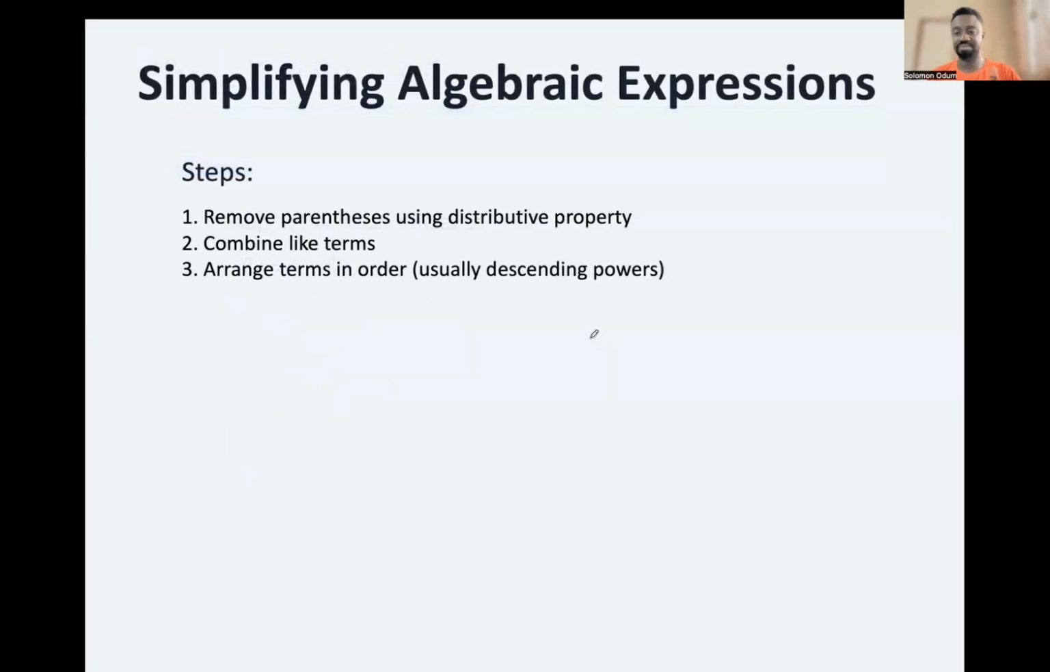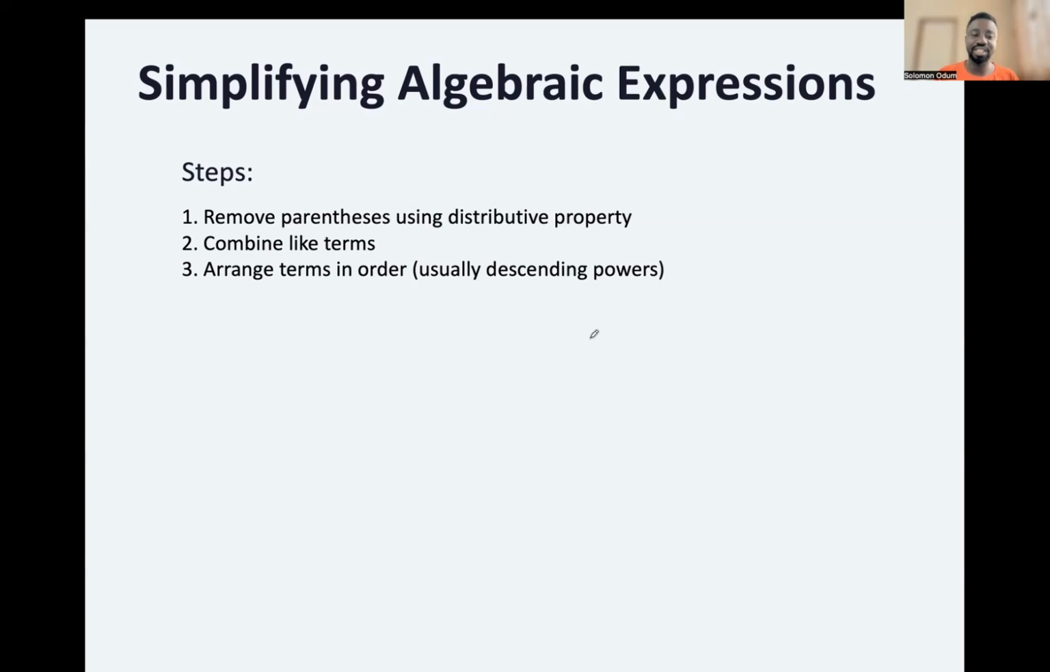We have addition, subtraction, multiplication, and division. How do we simplify algebraic expressions? We have some rules for simplifying an expression.